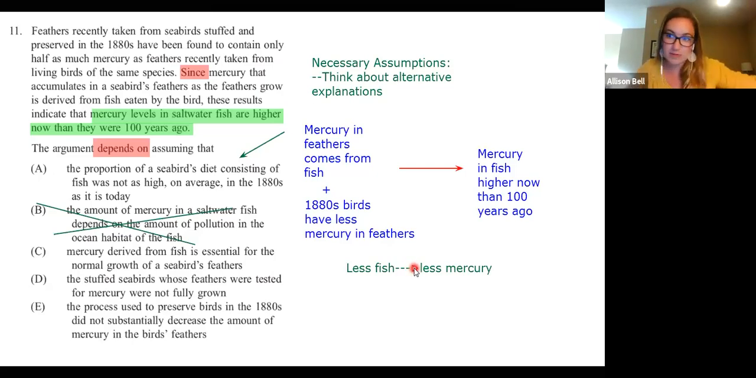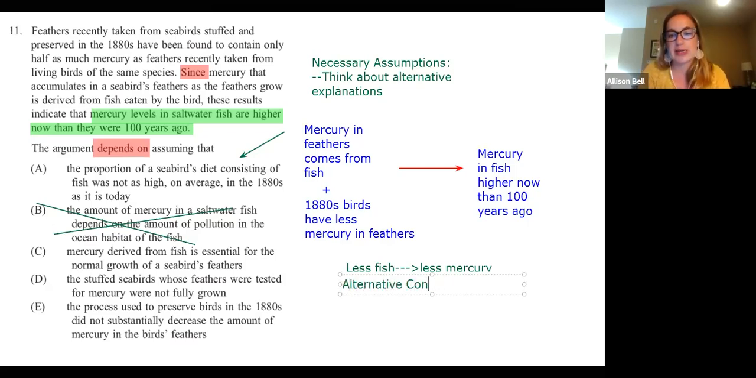Maybe all the fish across time have had the same amount of mercury. Let's say there's, I don't know, 1 milligram of mercury in every fish for all of time. But the average seabird ate 2 a day in the 1880s, so they got 2 milligrams of mercury. And today, the average seabird eats 10, so they get 10 milligrams of mercury. So answer choice A is an example of an alternative explanation to the conclusion.